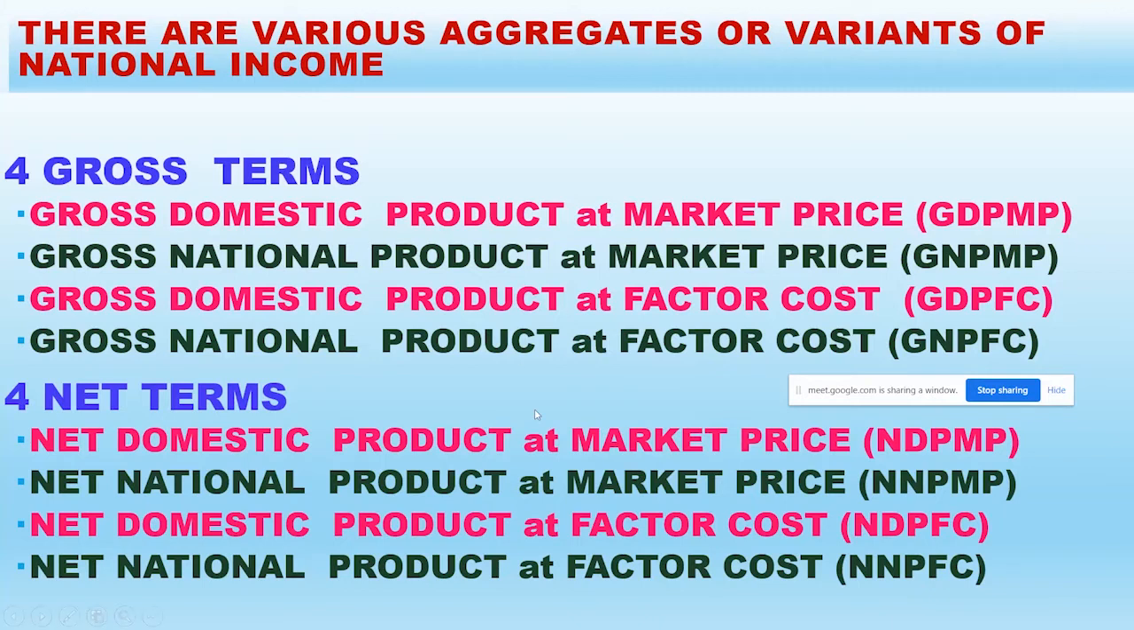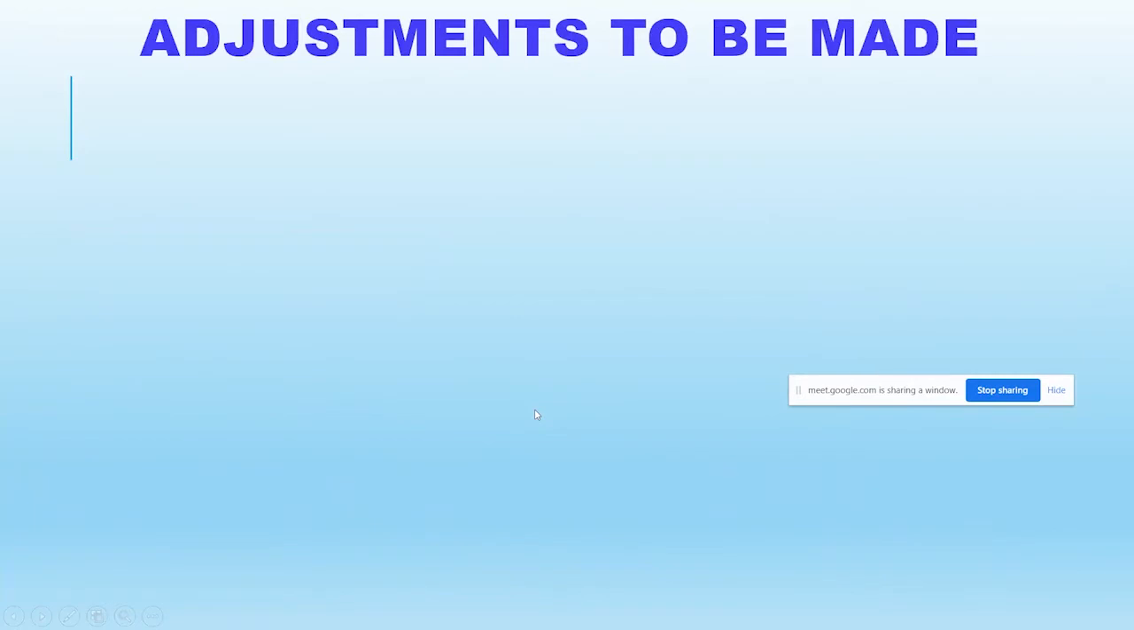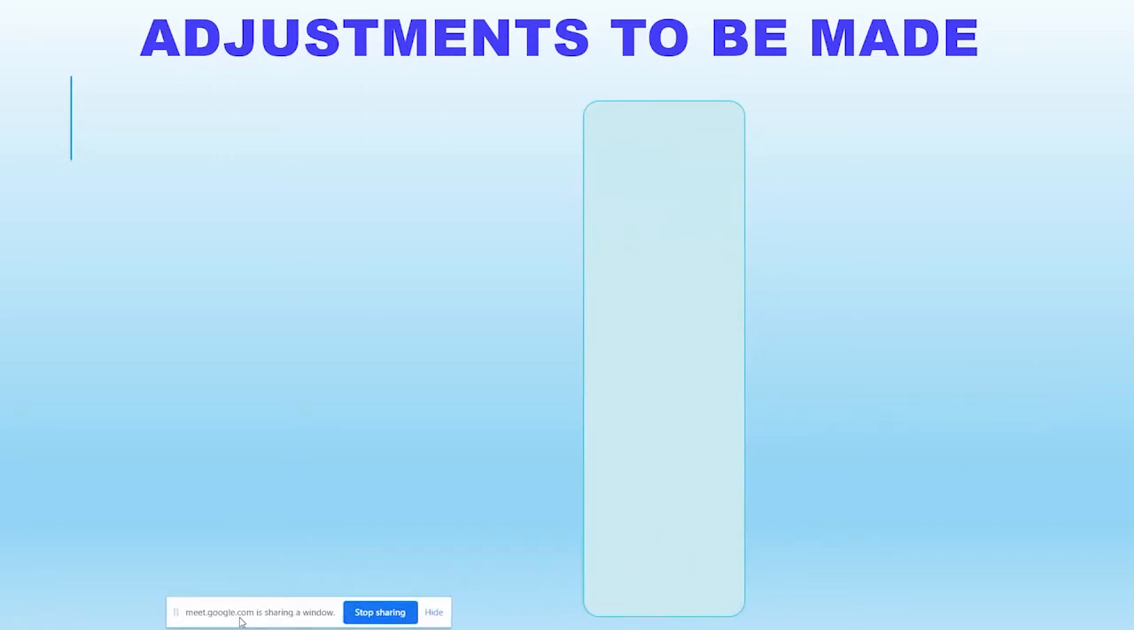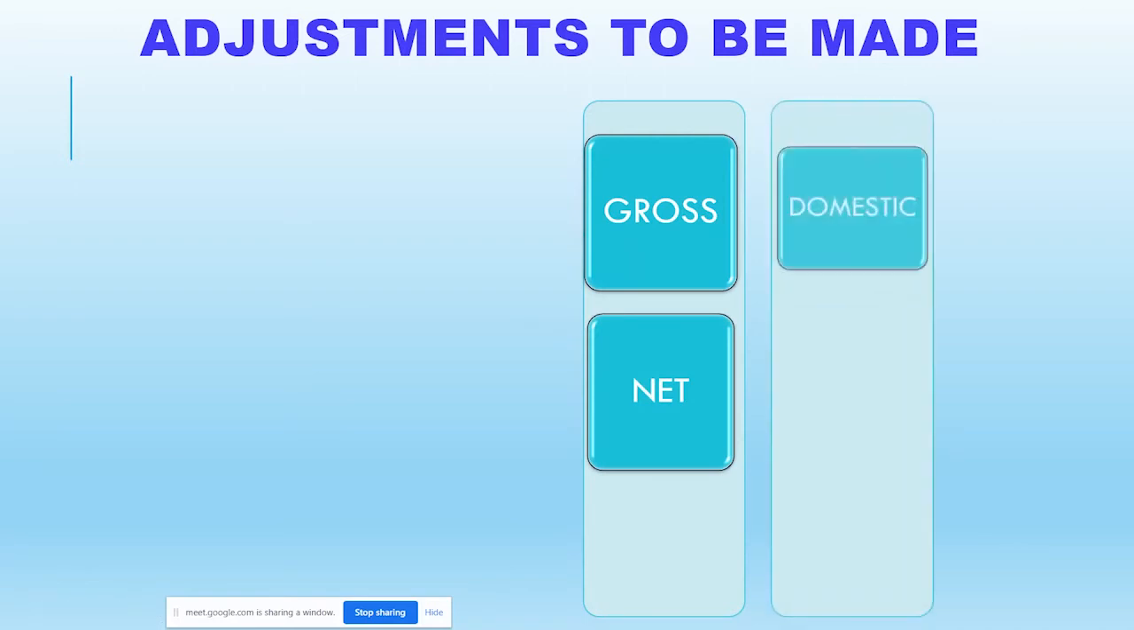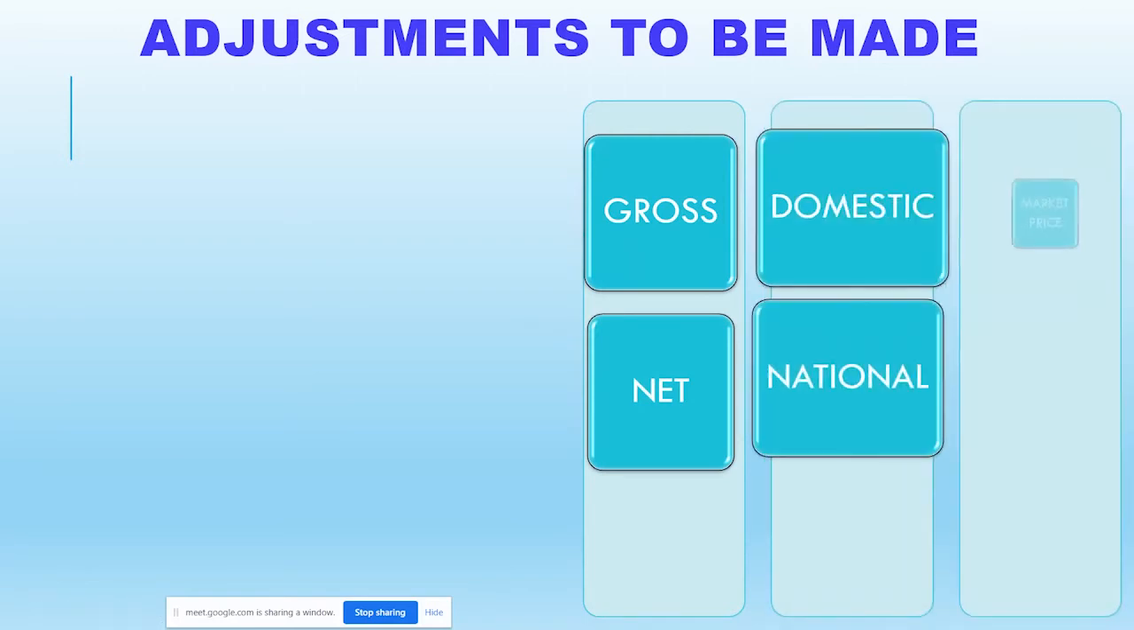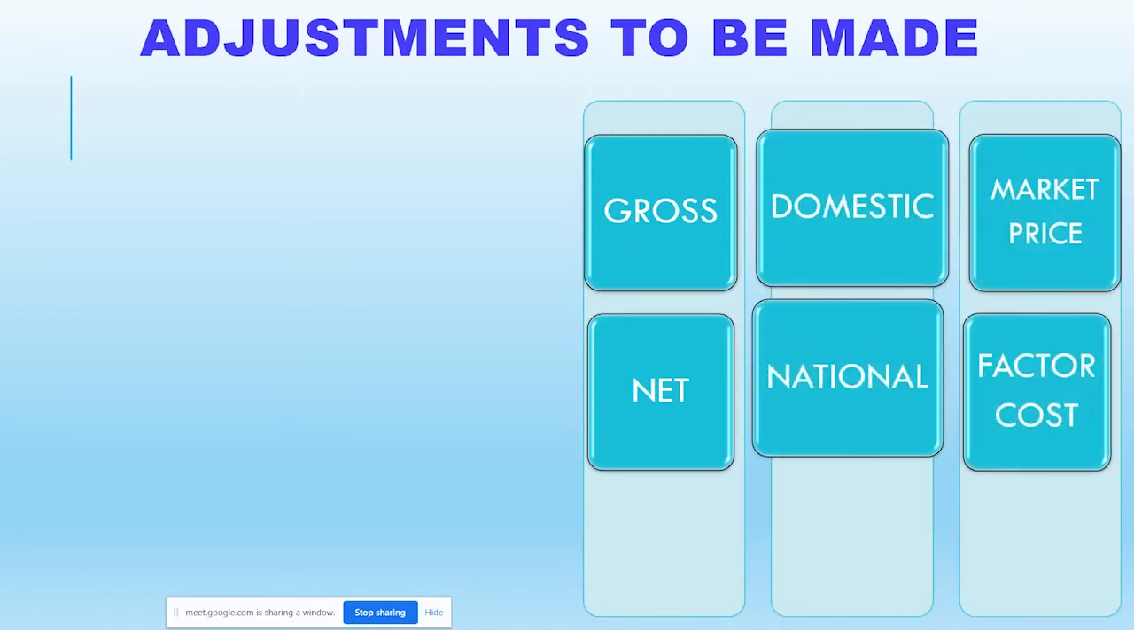So next is how to convert. That is, if you know any one of these, we can find out the other aggregates also. So what are the adjustments that we have to make so that we can find out the other aggregates? So first one, it is gross and net. Then second is domestic and national, and third one is market price and factor cost.